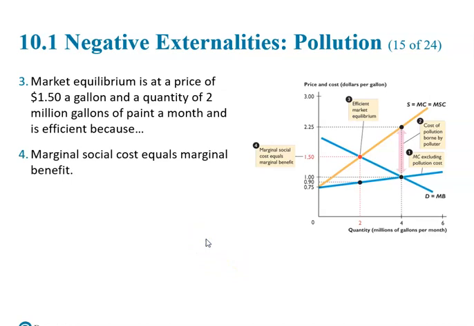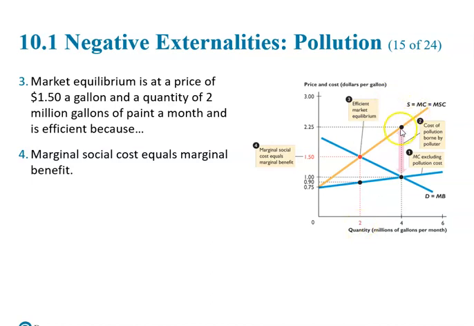So the market equilibrium is at a price of $1.5 per gallon, which is the intersection of the demand curve and the marginal social cost curve, including the cost of pollution. And at this point, both the marginal social cost and the marginal benefit are equal to each other, and the corresponding quantity at this point is 2 million gallons of paint a month.